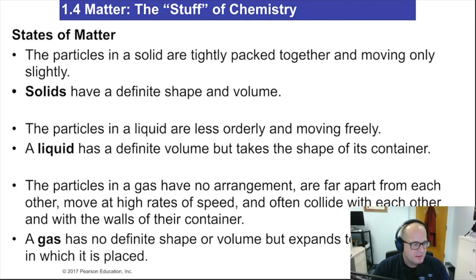Gases are cool, man. Liquids and solids are all right, but gases are cool. They do all kinds of cool stuff with gases. All right? So that's how that works. Those are the three states of matter.